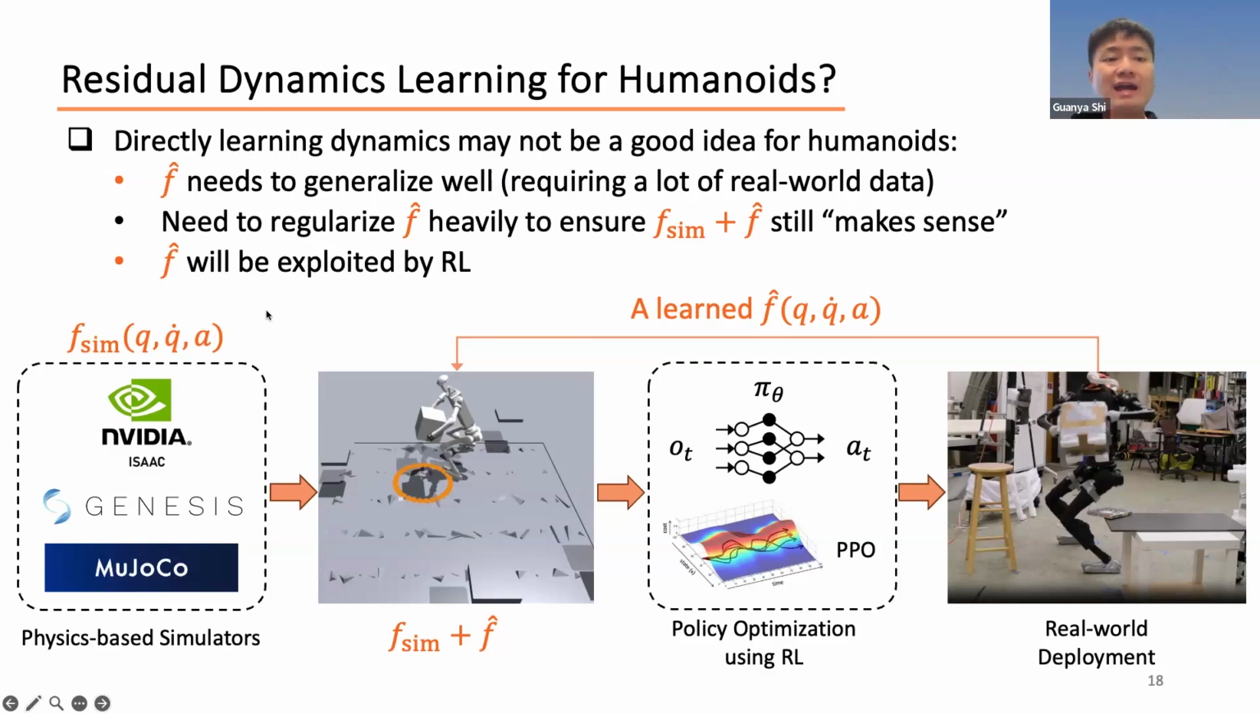And don't forget, we have a naughty boy called reinforcement learning, something like PPO, right? The F hat will be exploited by RL. So we need to be very careful. So this is still very hard. I'm not trying to say it's impossible, but we figured it's very hard given existing data and hardware.